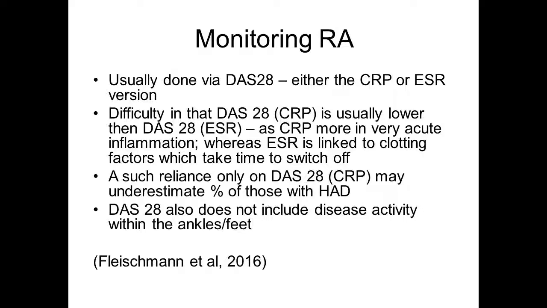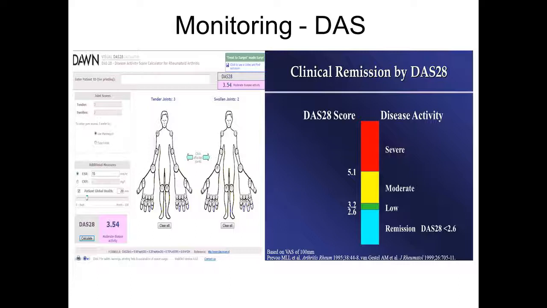This is a diagrammatic version of what the DAS looks like on the left, and ultimately it's usually done via a computer. You input the data and it will give you a result. And on the right-hand side is the results in terms of what they mean, and that's ranging from high disease activity down to remission, which is the target that we spoke about in terms of treat-to-target. The treat-to-target is a DAS score of 2.6 or less, which indicates remission. But again, remember, this does not consider the foot and ankle.